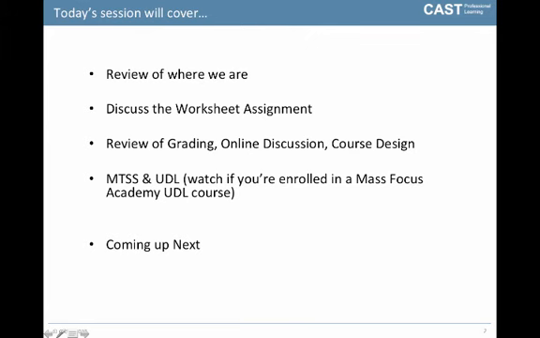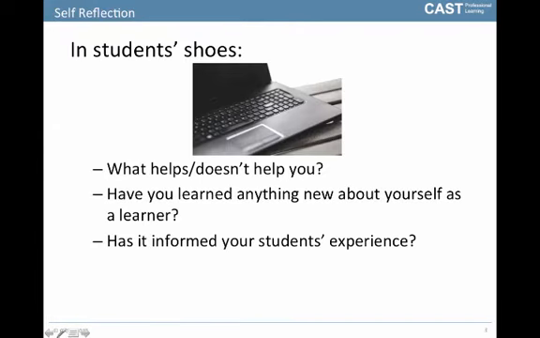In this session, we will review where we are so far in the course, discuss the worksheet assignment, review the grading, online discussion, and course design. In addition, if you are enrolled in a Mass Focus Academy UDL course, we will review the Massachusetts Tiered System of Support, MTSS, and UDL. Finally, we will highlight what you can expect to come next in the course.